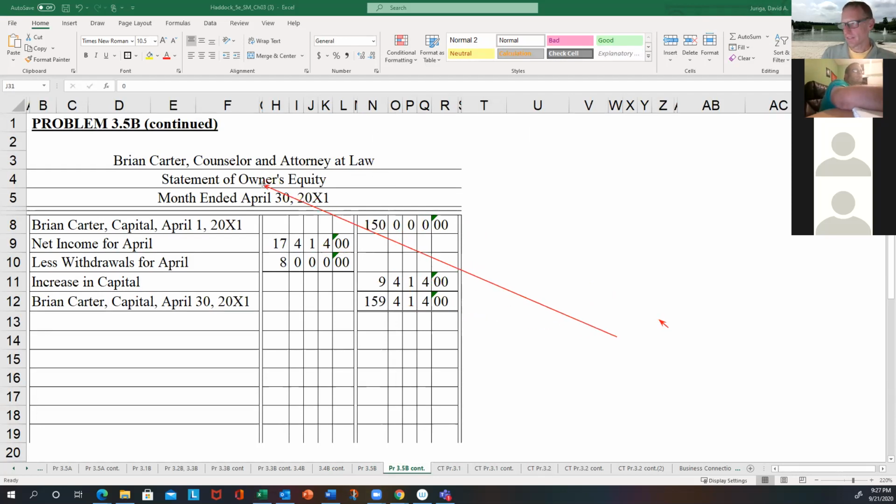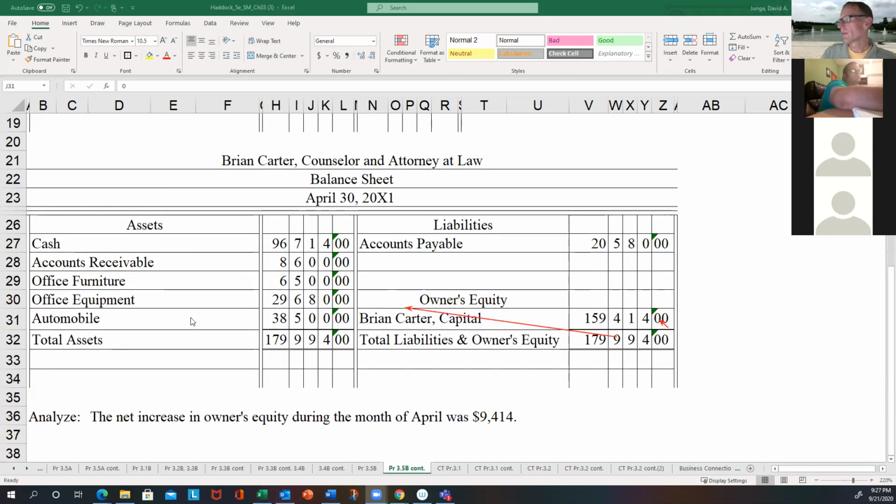Now, this is your statement of owner's equity. Notice your dates, again, month ended. This ending balance of capital of 159,414, that's going to be the balance now on your income statement. I'm sorry, on your balance sheet. So the last financial statement is right here. Notice there's that balance right there. There's that same number that we just calculated from your equity statement.